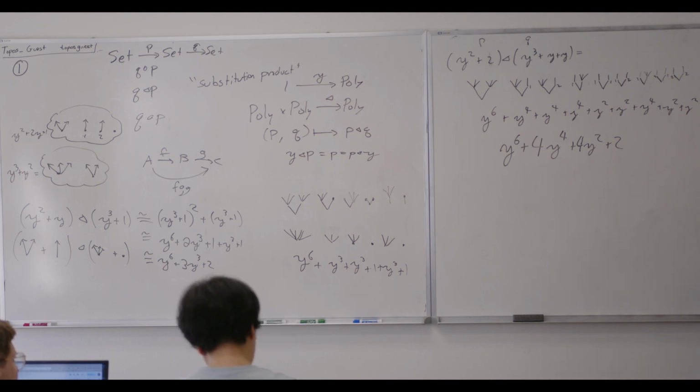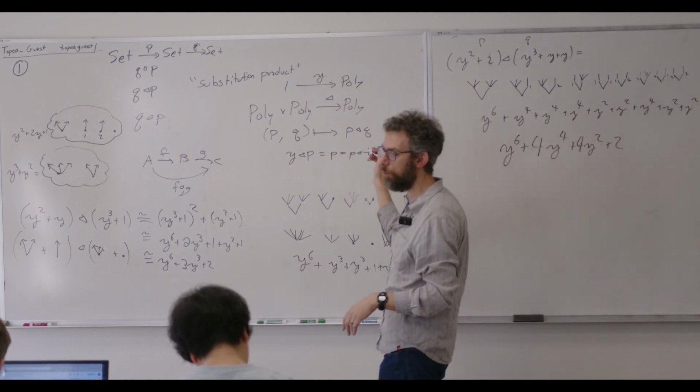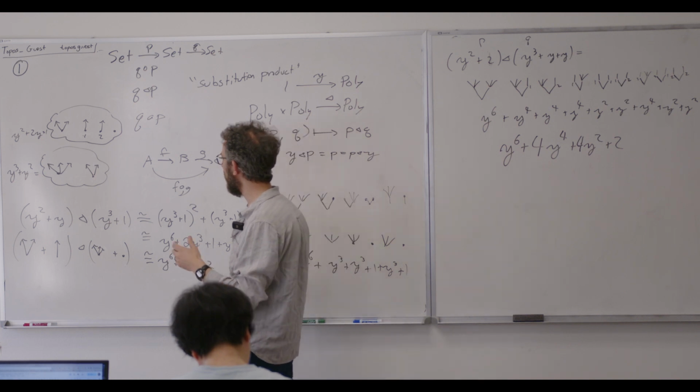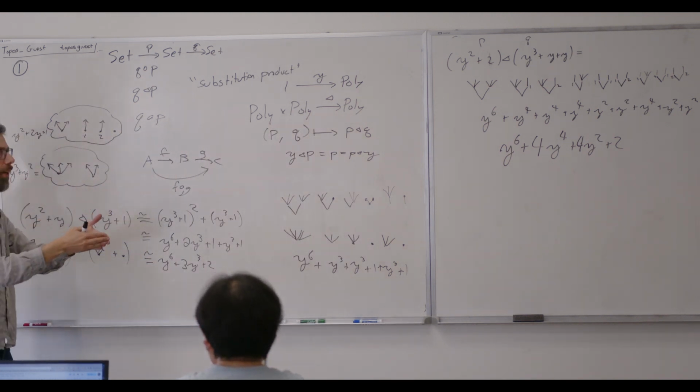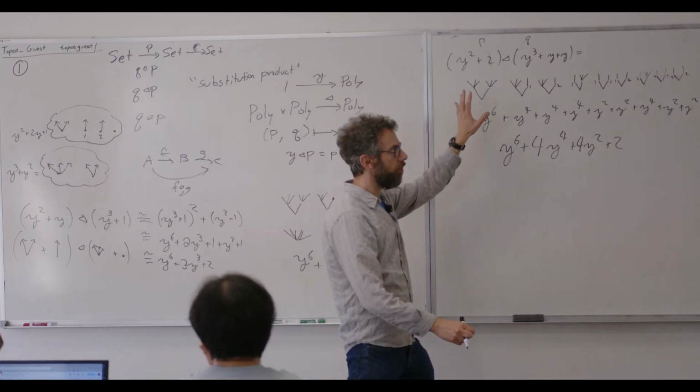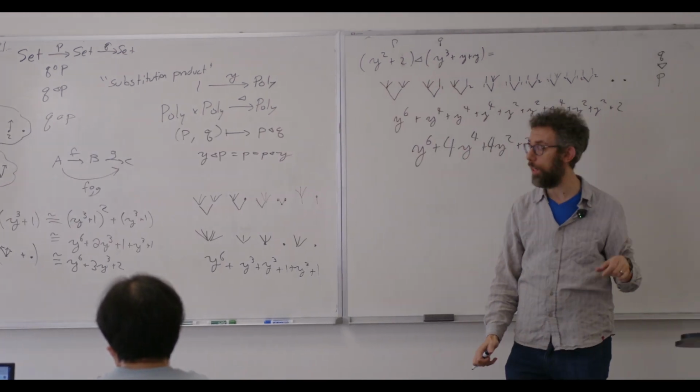So the notation works for 3 reasons. 1, if you draw it too fast, it's a circle. 2, it looks like you're plugging this into this, like it's kind of going that way. And 3, it's drawing trees like that. So that's kind of where that came from.